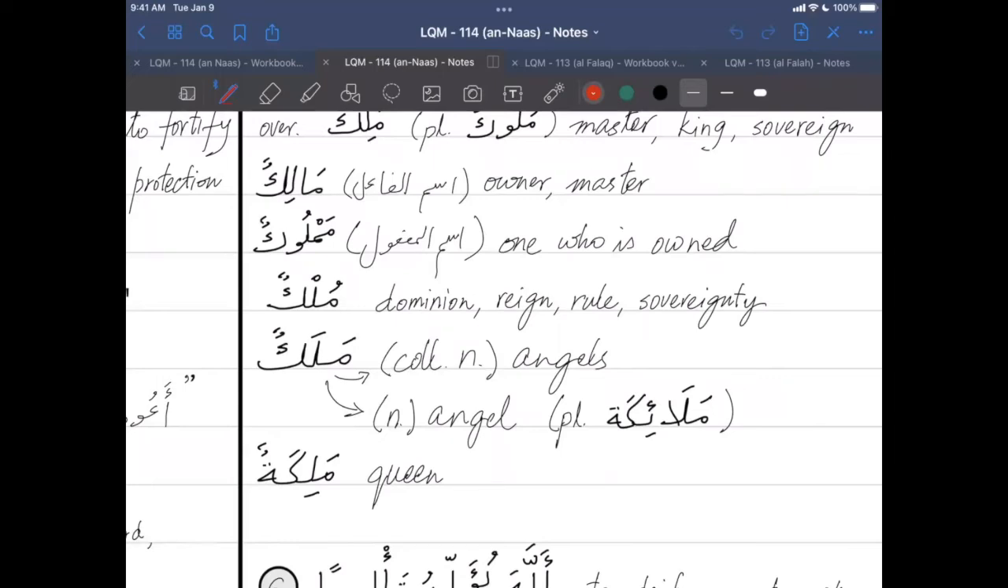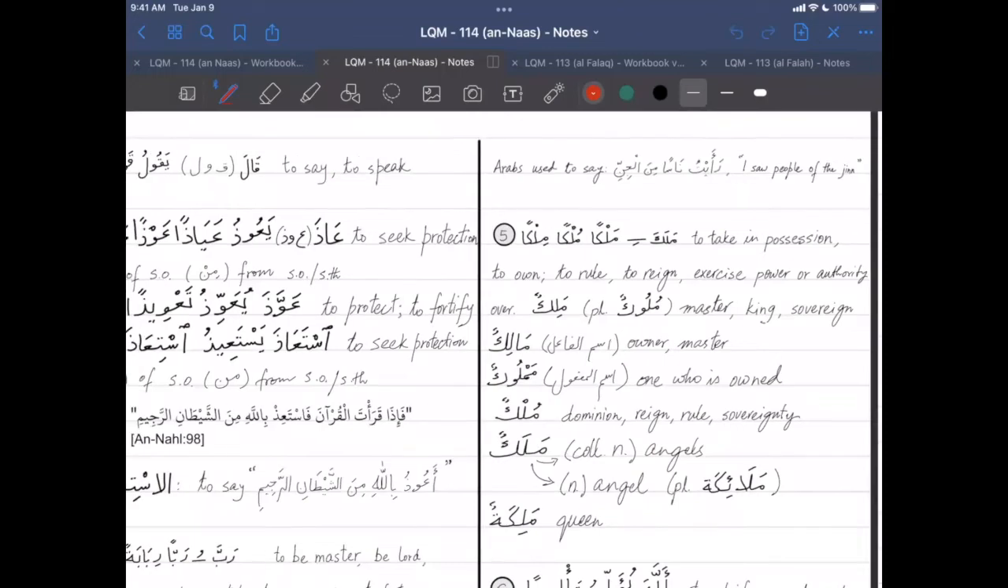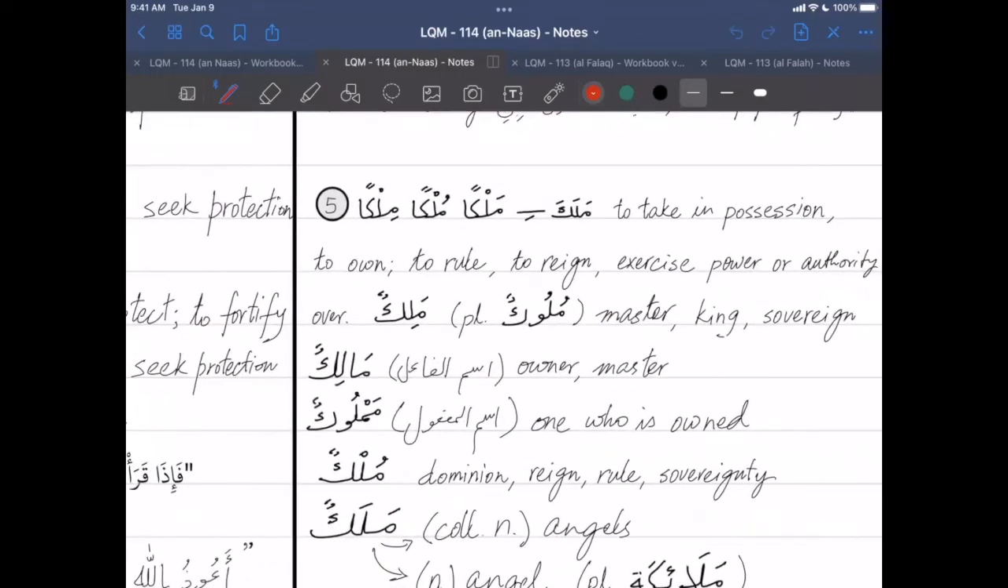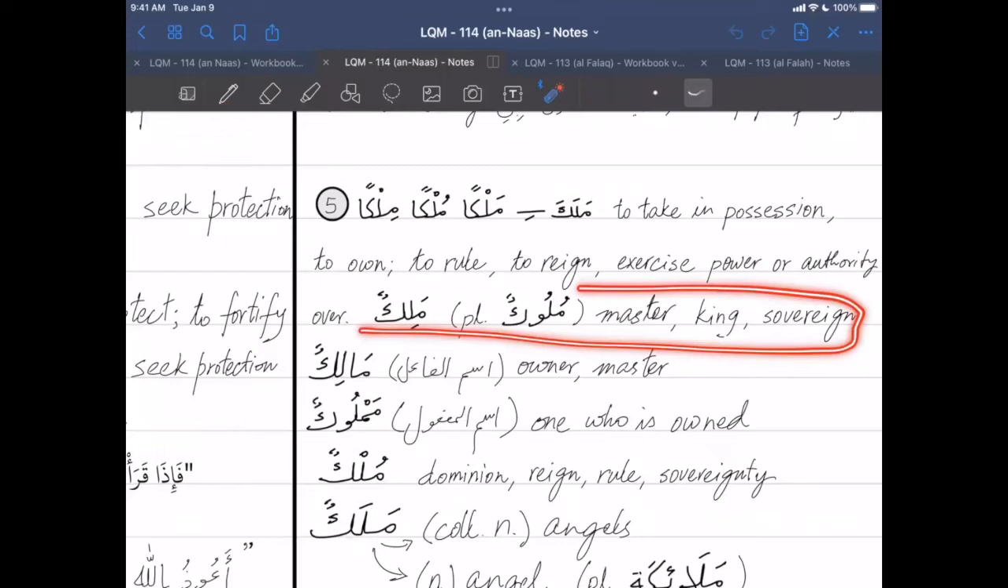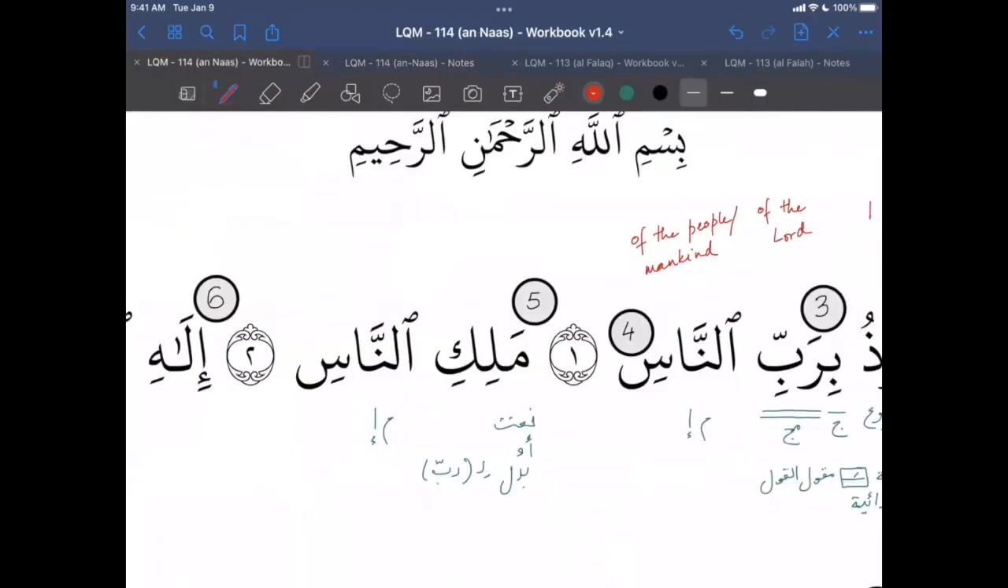So in this particular case, the word that we are seeing is malik. The meaning is master, king, or sovereign. So Malik An-Nâs, master of the people.